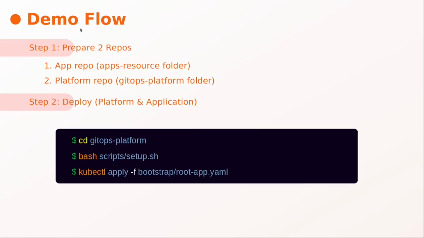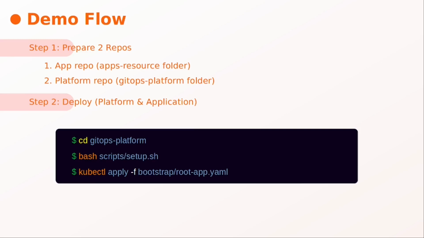Demo flow. This demo shows how a complete GitOps platform works locally using Kubernetes, ArgoCD, and a GitHub-style workflow. Step 1. Prepare the repository. The demo uses two repositories. First, the application repository contains the application source code. Next, the platform repository contains Kubernetes manifests, infrastructure configuration, and ArgoCD applications. This separation follows real GitOps and platform engineering practice.